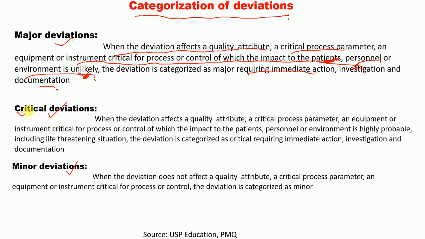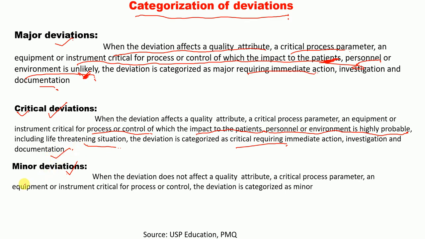What is a critical deviation then? The definition remains the same, the change occurs here. When the deviation affects a quality attribute, critical process parameter, and equipment or instrument critical for a process or control, of which the impact to the patients, personnel or environment is highly probable. For example, if a deviation occurs and the impact to the patients, personnel or environment is highly probable, including life-threatening situations, that kind of deviation is called a critical deviation. These deviations also require immediate action, investigation and documentation.